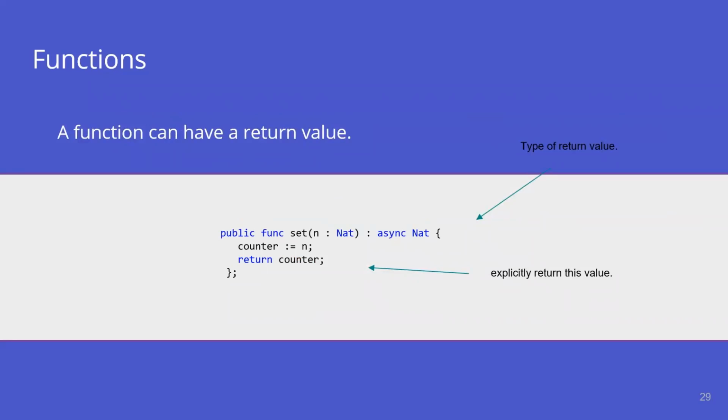So as mentioned before, a function can have a return value, and when you want to return a value, you have to declare the type that it is. So in this case, I'm returning a natural number, and I would be returning counter. And counter is used elsewhere in the program, where it has been declared as a natural variable.